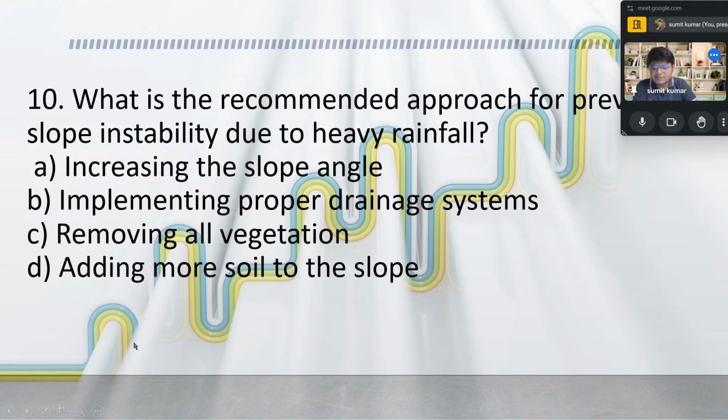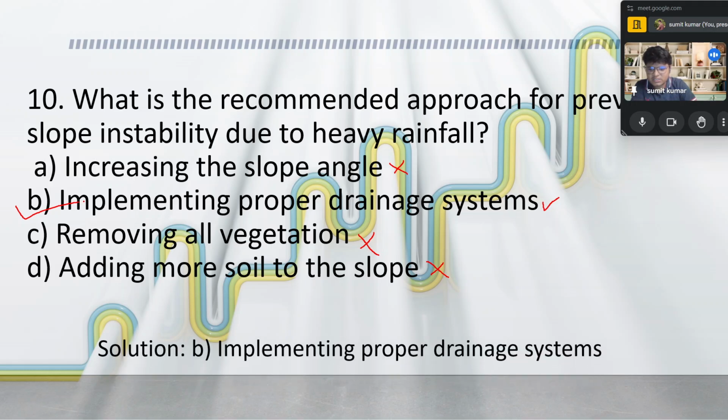So over here again, when we take the pen, we say the increasing the slope is not correct. Implementing proper drainage system is correct. Removing all vegetation is not correct. Adding more soil to the slope is not correct. So the option number B is the correct answer. Right over here you can see.